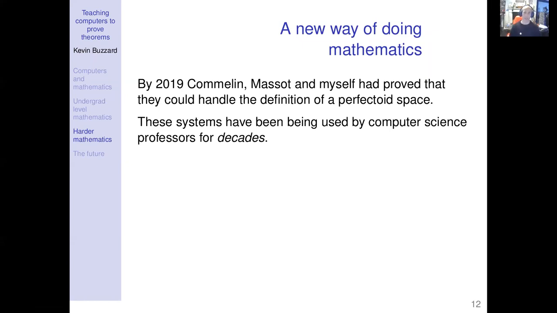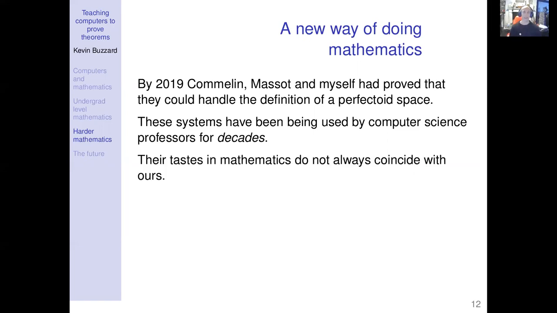These systems have been used by computer scientists for decades, but on the whole, they've never concentrated on even formalizing an entire undergraduate curriculum. There are certain systems where parts of the curriculum have been done, but in 2019, no system had manifolds. We had perfectoid spaces, but we didn't have real manifolds, which is something you learn as an undergraduate. In fact, in Lean, we didn't have graphs, right? We didn't have the concept of a graph in 2019, and we had perfectoid spaces.